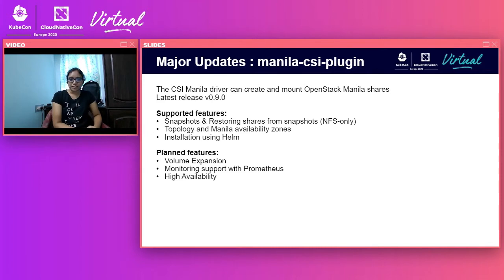With respect to the Manila CSI plugin, the latest release of the driver is 0.9.0, and supported features with this plugin are snapshots and restoring shares from the snapshots, which is currently NFS only. Support has been added for topology and Manila availability zones as well, and deployment using Helm is also supported. The features targeted for the coming releases are volume expansion support, monitoring support with Prometheus, and also high availability.